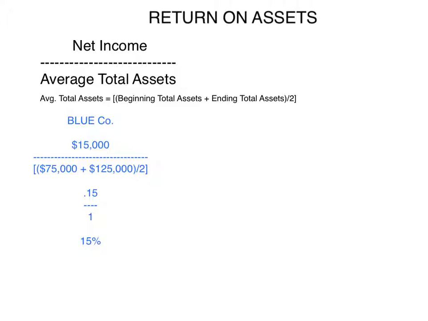We're now going to take our net income of $15,000 and divide it by the $100,000 of average total assets. Our calculator would show 0.15. We could also turn this into a percentage by moving the decimal place 2 to the right, and then we would get 15%.